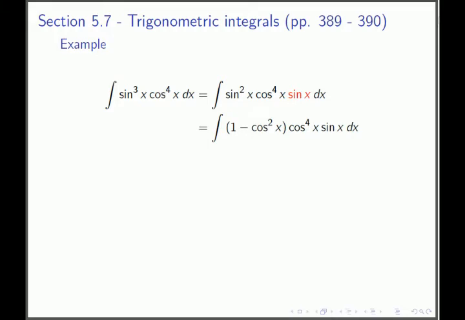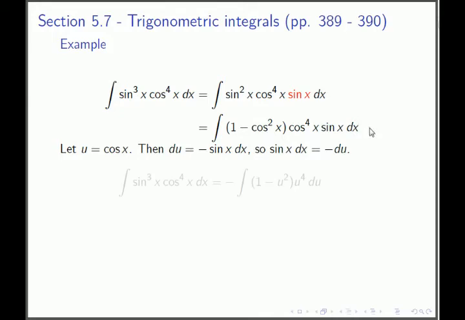And now we're going to let u equal cosine x, compute du, that's negative sine x dx, so sine x dx, this bit here, is equal to negative du. Now let's plug that in. This 1 minus cosine squared x becomes 1 minus u squared, cosine to the fourth x becomes u to the fourth, and as we said, sine x dx is negative du.